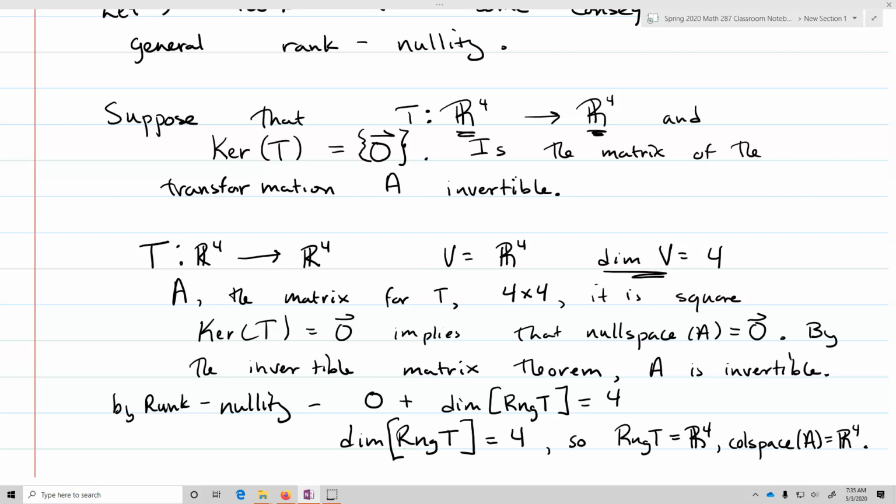And it takes some thought. You kind of have to connect the dots between all of the ideas, but if you can do that, you've actually found out an incredible amount about the transformation and also about the matrix A.